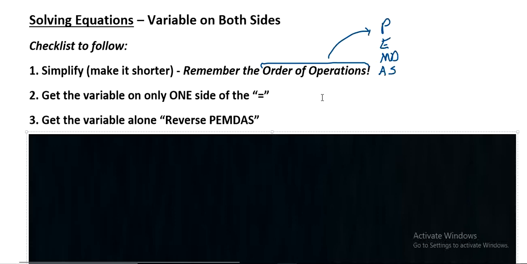Step number 3 is just to get the variable alone, which is pretty much what you've been doing with one-step and two-step equations. We're going to get the variable alone by using reverse PEMDAS, where you move what's added or subtracted first, then you move what's being multiplied or divided, then you move your exponent, which typically doesn't pop up in 7th and 8th grade, and lastly, you'll take care of the parentheses.